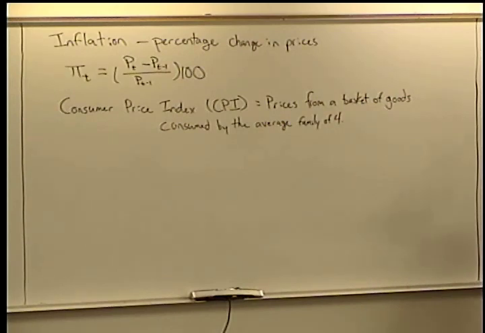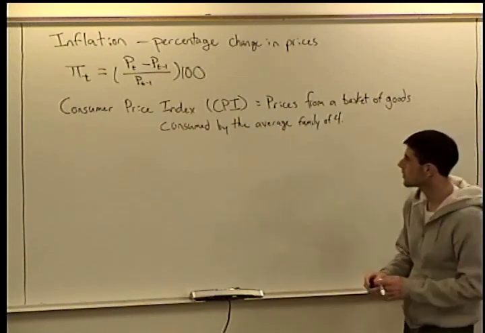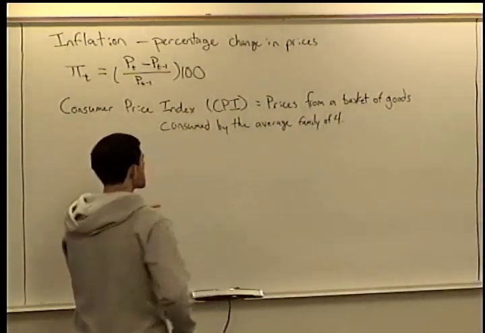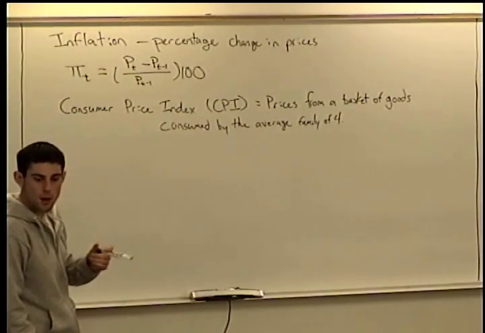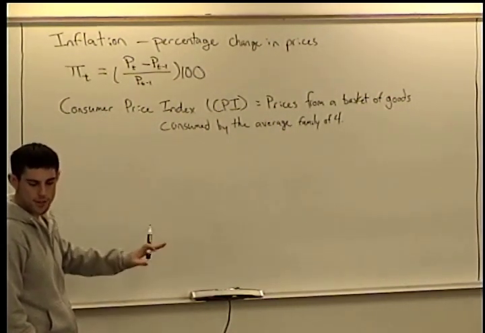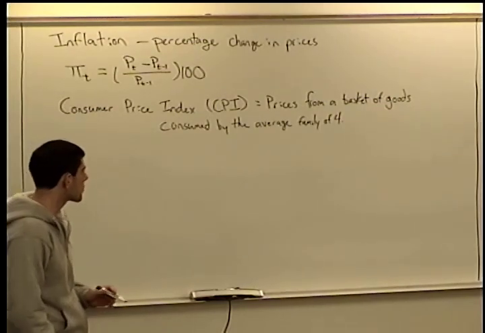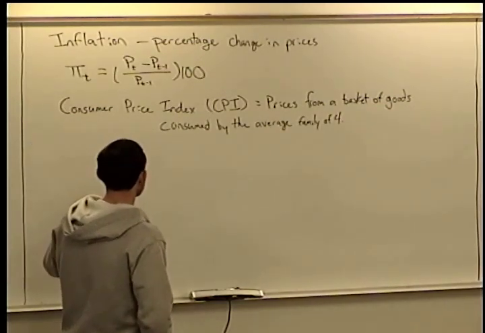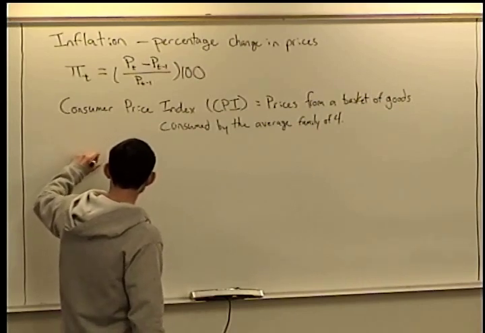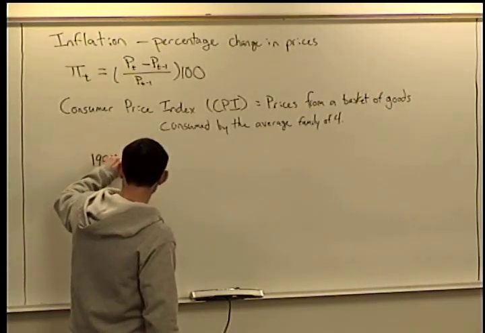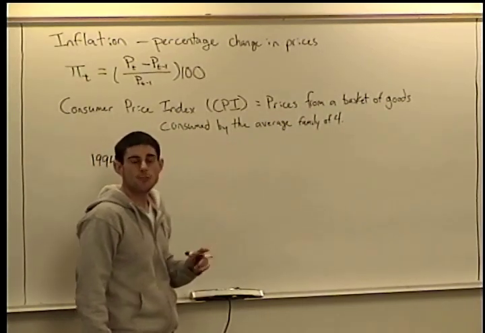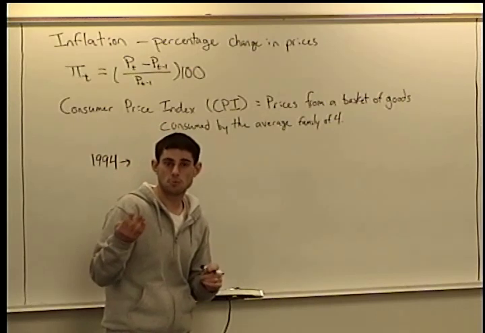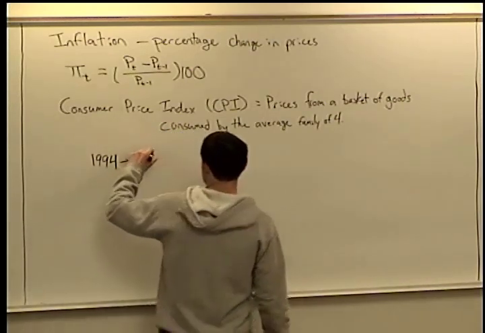Okay, so how do we calculate the CPI? Okay, so what we do is we're going to take a basket of goods and services consumed by the average family of 4, and we're going to calculate this throughout different years. Okay, so let's go through an example. So let's go 1994. Let's say that the only thing that people buy in 1994 is 2 movie tickets, a small popcorn, and a small Coke.